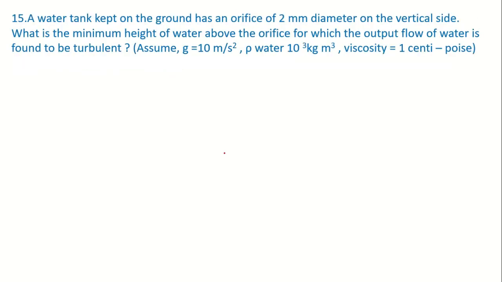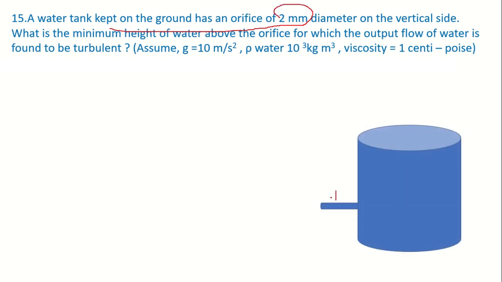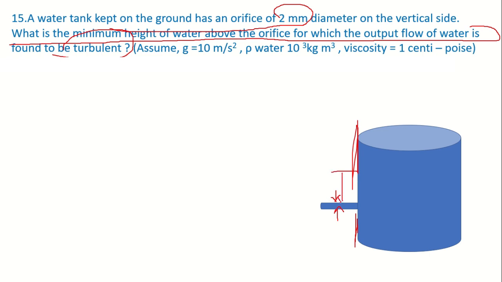In this problem it is said that a water tank kept on the ground has an orifice of 2 mm. It means that there is a tank and there is an orifice. An orifice is nothing but a sudden opening in any tank, 2 mm in diameter, on this vertical side. Now what is the minimum height of water above the orifice for which the output flow of water is found to be turbulent? So it means that we have to calculate the height of the water above the orifice for which the flow will be turbulent.